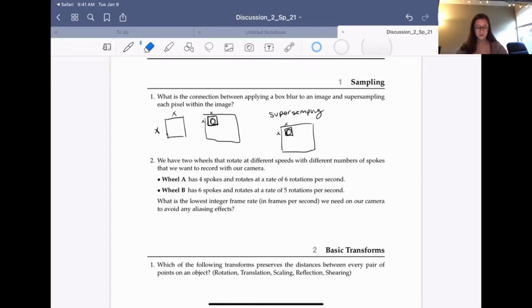So now let's move on to number two. Let's say we have two wheels that rotate at different speeds with different numbers of spokes that we want to record with our camera. Let's say wheel A has 4 spokes and rotates 6 times per second, and wheel B has 6 spokes and rotates 5 times per second. What is the lowest integer frame rate in frames per second we need on our camera to avoid any aliasing effects?